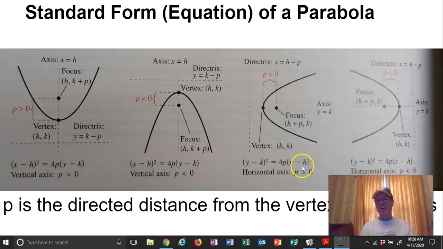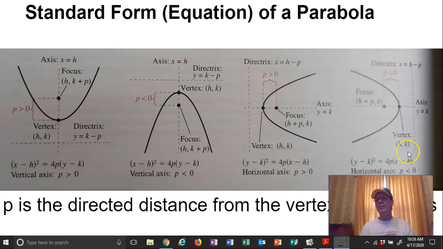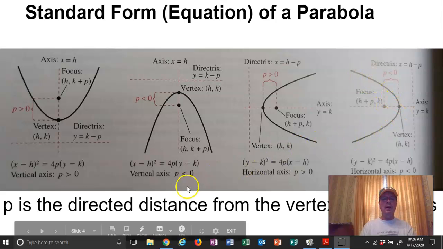The y minus k part moved from the right side to the left side and now is being squared. The x minus h part, which was over on the left on these 2 types of parabolas and being squared, has moved to the right and is now to the first power. And if p is positive, we're going to have an opening to the right type parabola. If p is negative, we'll have an opening to the left one. All right, so let's go to the last example.